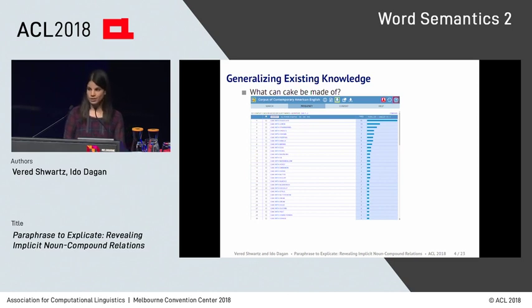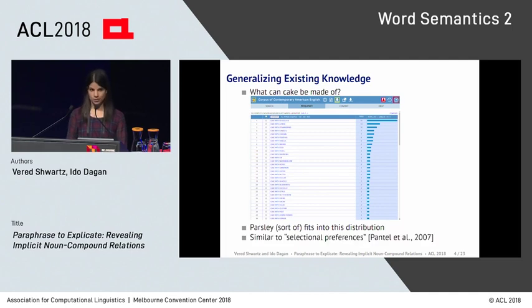A lot of the words in this distribution are food-related, and many of them specifically are fruit. So we can say that parsley sort of fits into this distribution, or at least it probably fits better than it does the distribution of cake eaten on a something. So this is similar to selectional preferences.